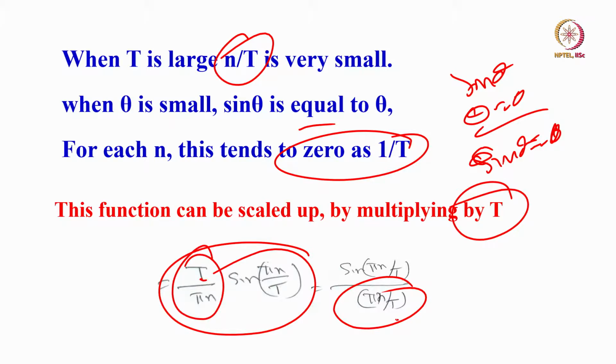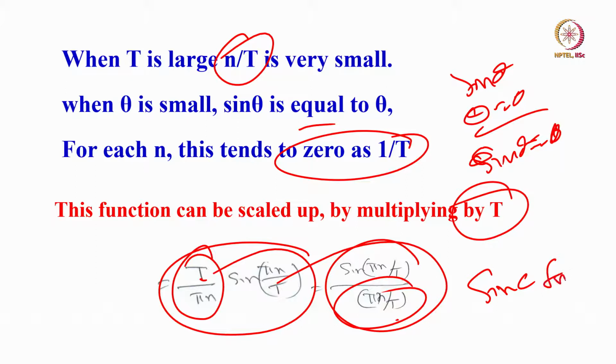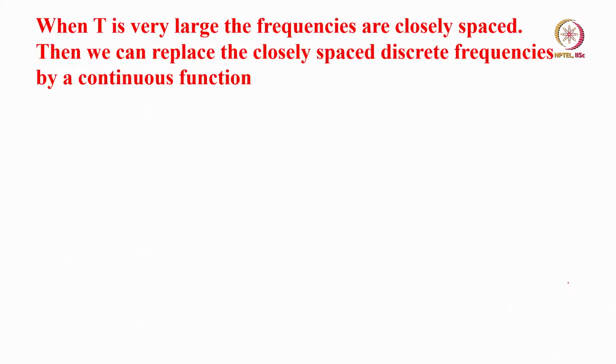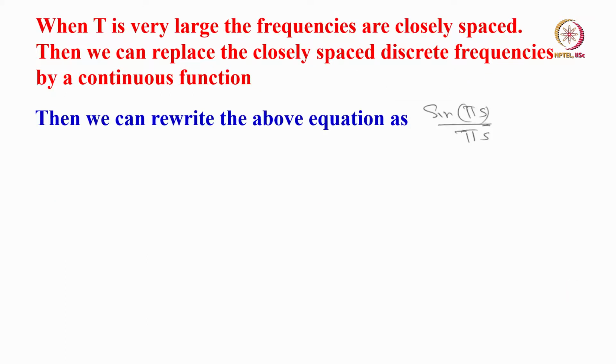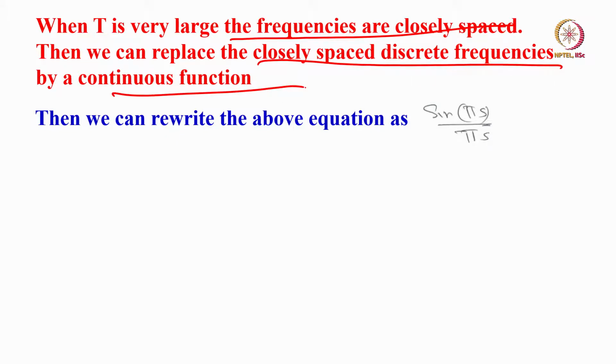Why? Because there is a special name for this function. You must know from elementary trigonometry, this is called the sinc function, sin c by c function. That is why I wanted to do that mathematical jugglery. So when t is very large, the frequencies are closely spaced, and then we can replace the closely spaced discrete frequencies by a continuous function. That is what I wanted to tell you.